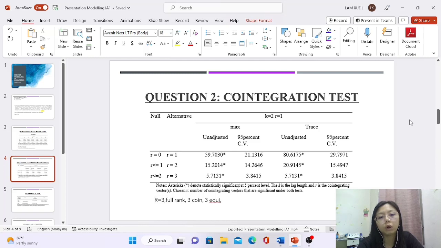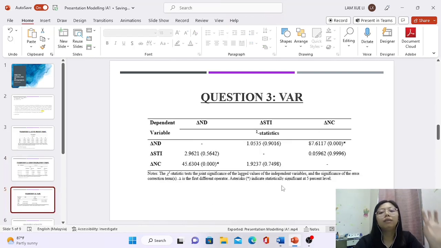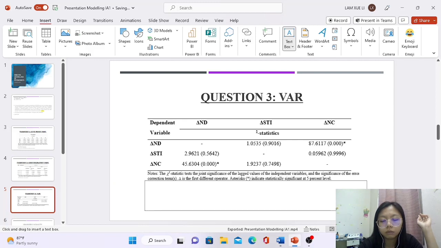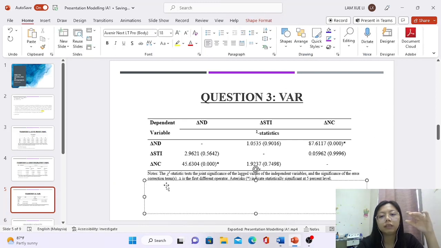So now we will go to WA. This is the result. Let me draw a text box because I want to jot down my notes. Here is the Granger causality result based on WA. Remember this, based on WA. The asterisk means the same thing, significant at 5%.